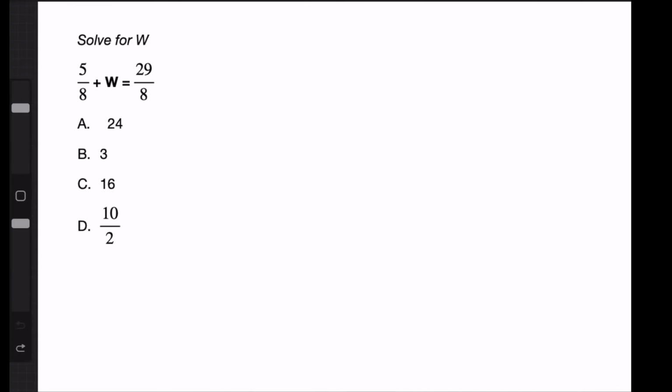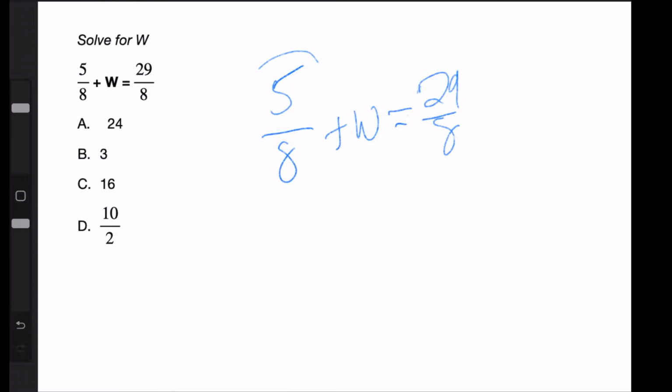Let's try this one. This question says 5 over 8 plus w equals 29 over 8. Let's first rewrite the question. 5 over 8 plus w equals 29 over 8. And we want to figure out what w is. This question looks a lot scarier because it's a fraction, but it's the exact same process. We've got this letter and some numbers attached together. The letter, the variable, we want by itself. We want w to equal something because then we'll have our answer. But right now, w is hanging out with this 5 over 8. So that's not going to work for us.